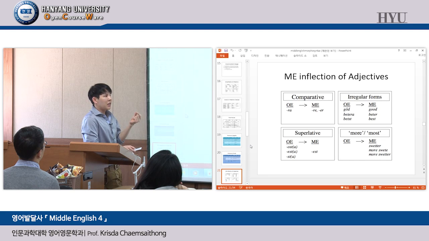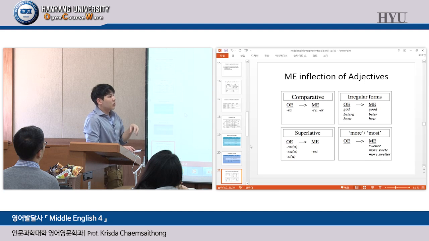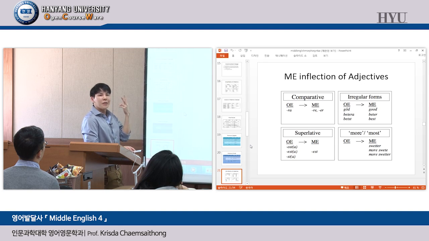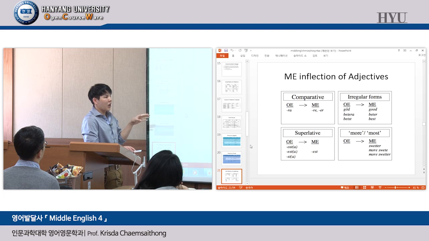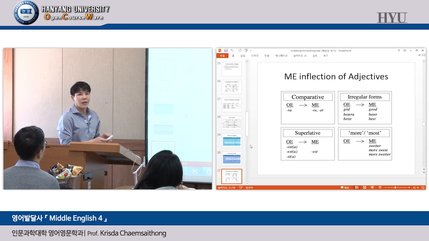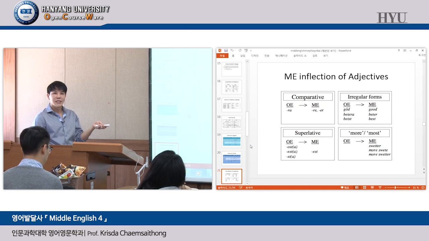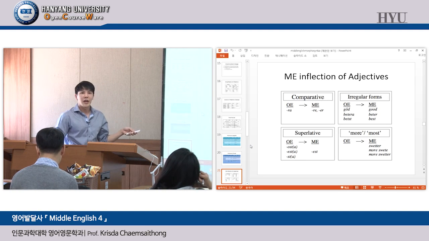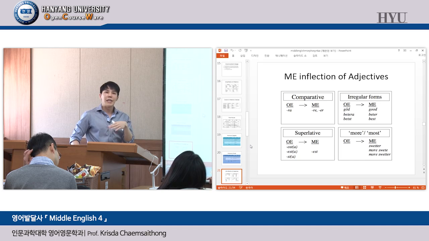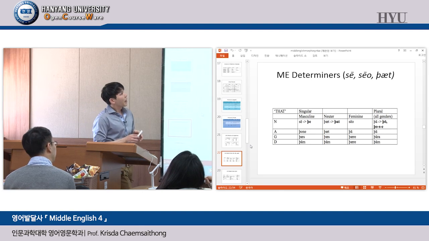But on the rise was the use of more or most. That's the analytical method of marking comparison, right? So instead of adding er, you have more or most. And sometimes you see two forms together, more sweeter. You will see that even in Shakespeare. So you mark it with the er and also the more, the analytical way. That's on the rise. But all these forms also survive, but they became less and less used.